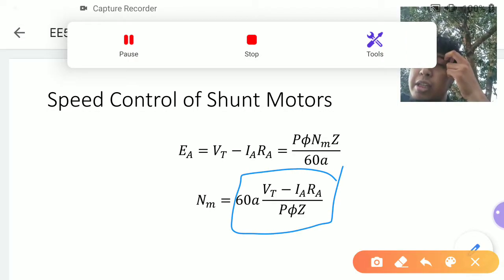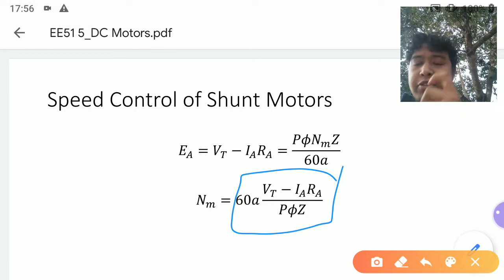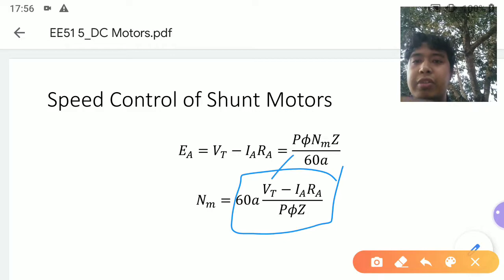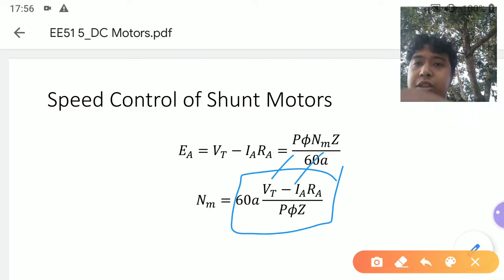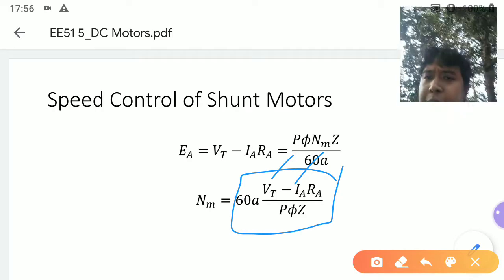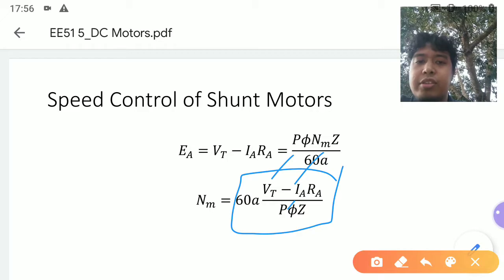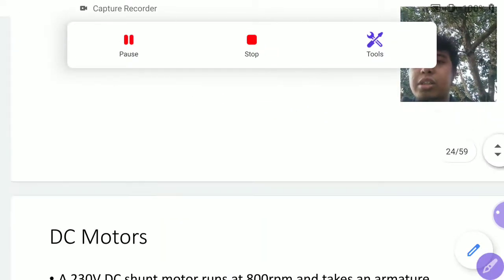Once you have that formula, now we can say that the speed of your motor is dependent on the terminal voltage and IA. It's also dependent on IA, on phi, flux, and the terminal voltage.